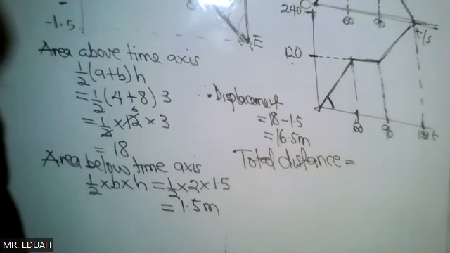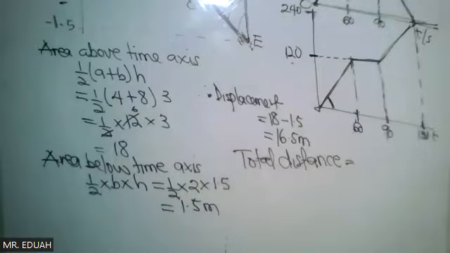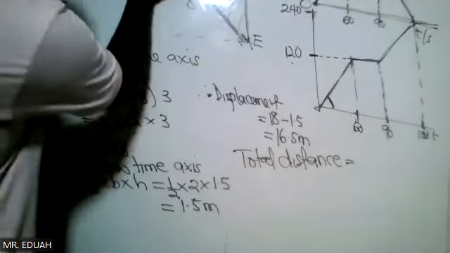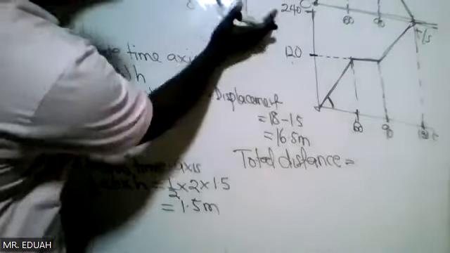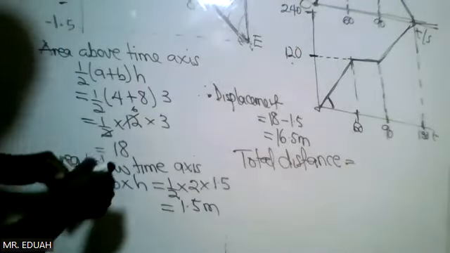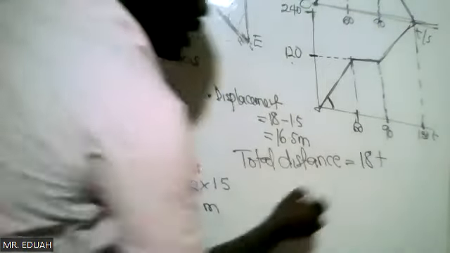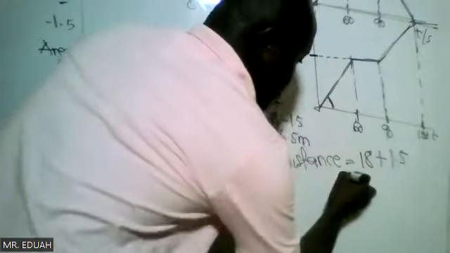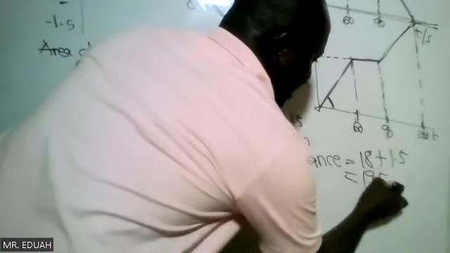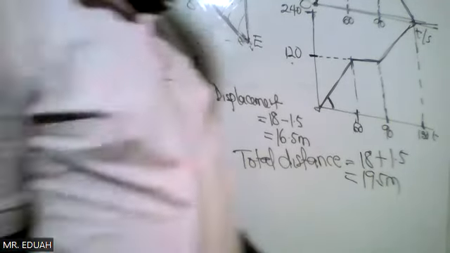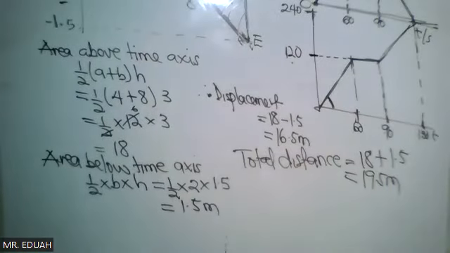Sir, please, 19.5. Exactly, 19.5. We are not interested in negative direction. All that we care about is the area above plus the area below. So 18 plus 1.5, which is 19.5 meters. That's it. Not so difficult. But you need to understand.